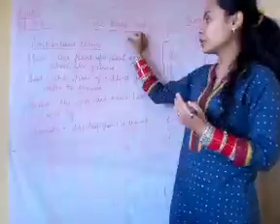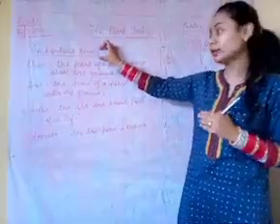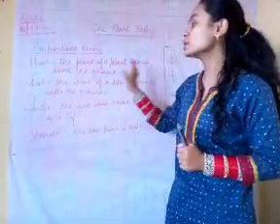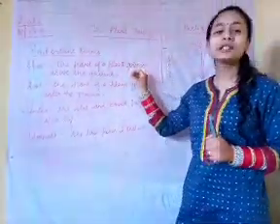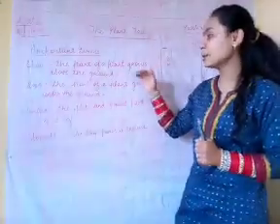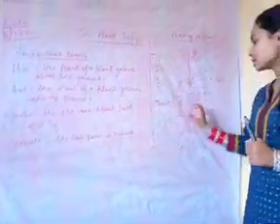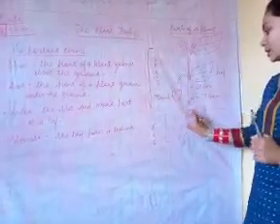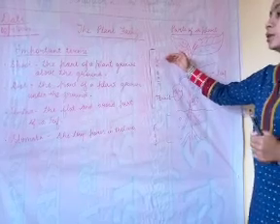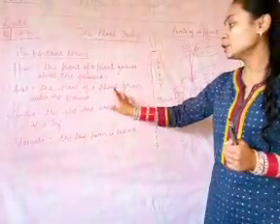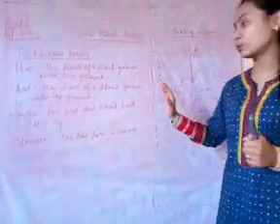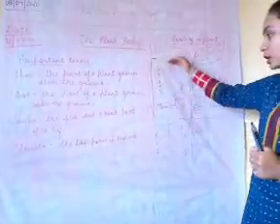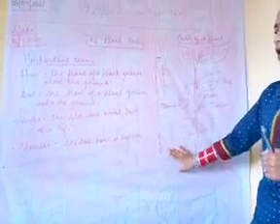Now we will study important terms. Shoot: the part of a plant that grows above the ground. See here, this is a plant. The part of a plant that grows above the ground is the shoot. Now root: the part of a plant that grows under the ground. This is the shoot and this is the root. It is above the ground and it is under the ground.